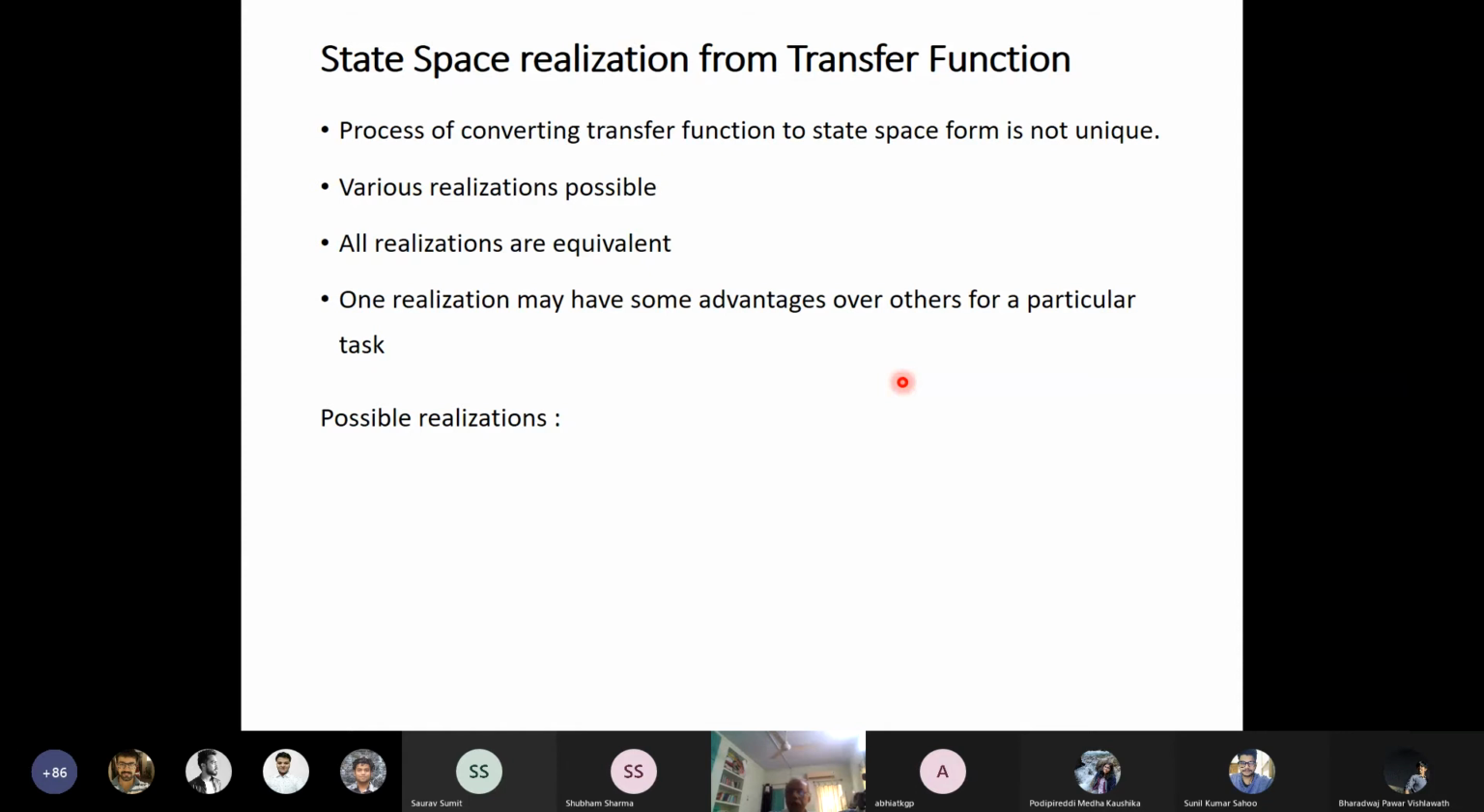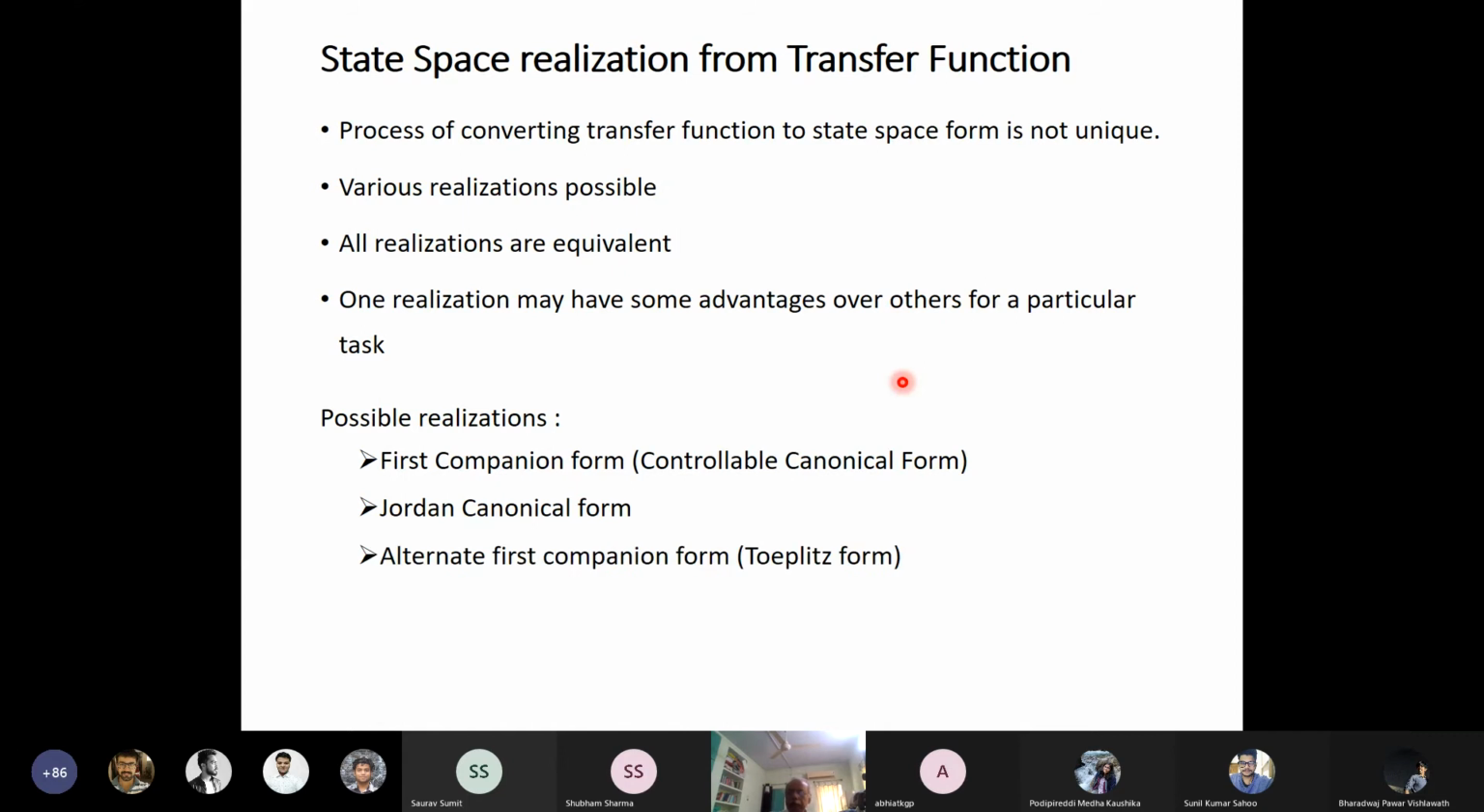Now, what are the possible realizations? The possible realizations are the first companion form, which is called the controllable canonical form. The second is the Jordan canonical form. The third one is the alternate first companion form, the Ackermann form. And fourth is the second companion form or observable canonical form.